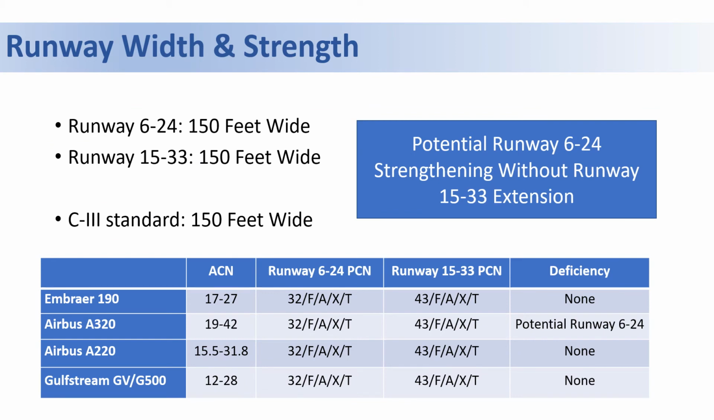Now let's look at some other runway and airside aspects. Both runway 6/24 and runway 15/33 meet the existing C3 standard of 150 feet wide. With regards to pavement strength, in the event that runway 15/33 is reduced in scope of what it can accomplish, or without a runway extension, runway 6/24 may need to be strengthened to accommodate some of the heavier aircraft in the fleet.